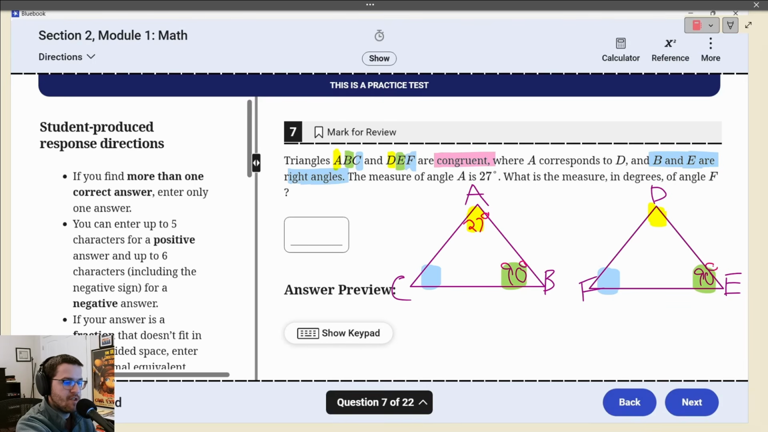Okay, so we know angle D is equal to 27. And we also know there's 180 degrees in a triangle. So we can do 180 minus 27 minus 90. And we get 63. So this guy is 63 degrees. And because they're equal, this guy is also 63 degrees. So the answer to the question, it wants the measure of angle F. So we're going to say 63.